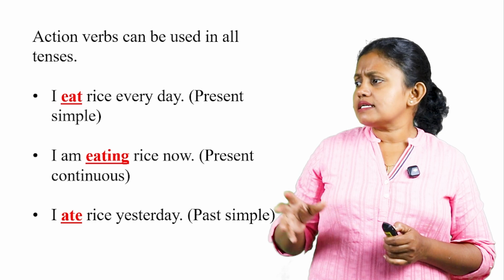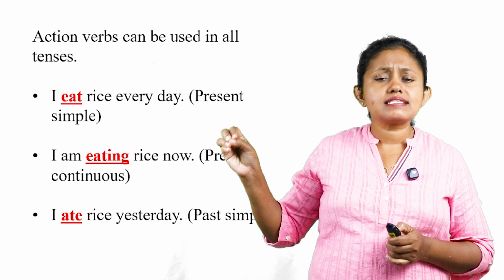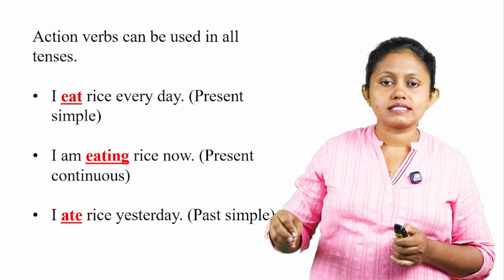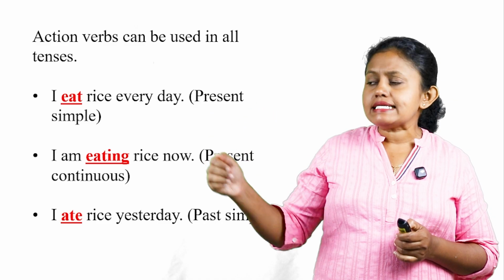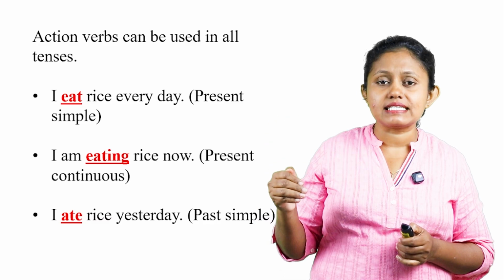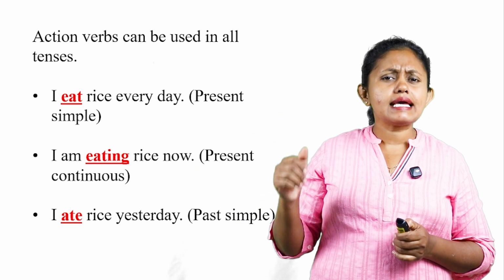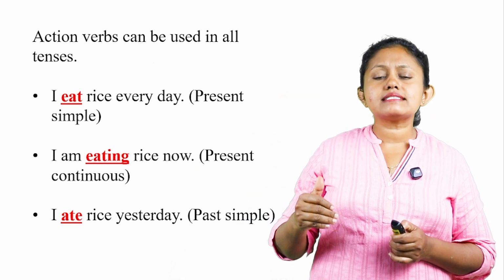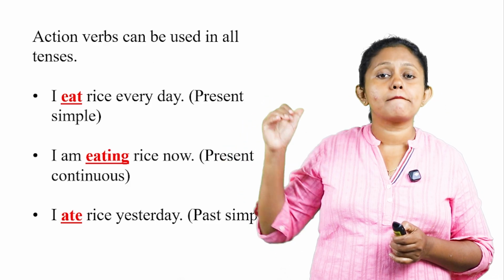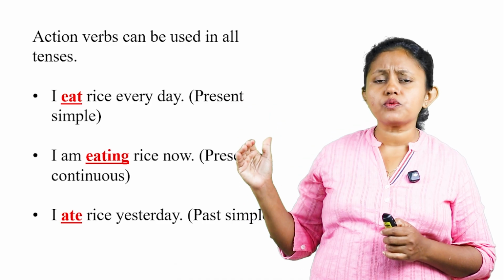You know that we can use these action verbs in all tenses. For example, I eat rice every day. In this sentence, the verb eat has been used in the simple present tense. Next example, I am eating rice now. We can see that in this sentence, we have used the verb eating in the present continuous tense. And also when we see the next example, I ate rice yesterday. This is a simple past tense. So we have used the verb ate in the form of simple past. Like this we can use these action verbs in all the tenses.